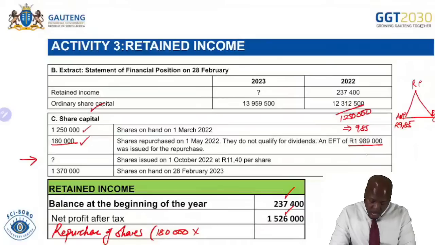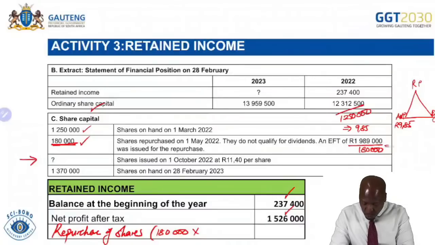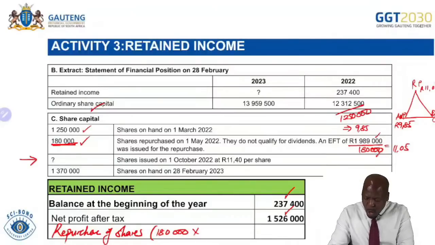An EFT was issued, so that is what we paid. So we're coming here to say 180,000. So it's 1,989,000 divided by 180,000. We want to know how much we paid per share. Dividing by the 180,000, we then get 11 rand 5 cents. So we have paid 11 rand 5 cents. What we paid minus the average price gives us the difference.